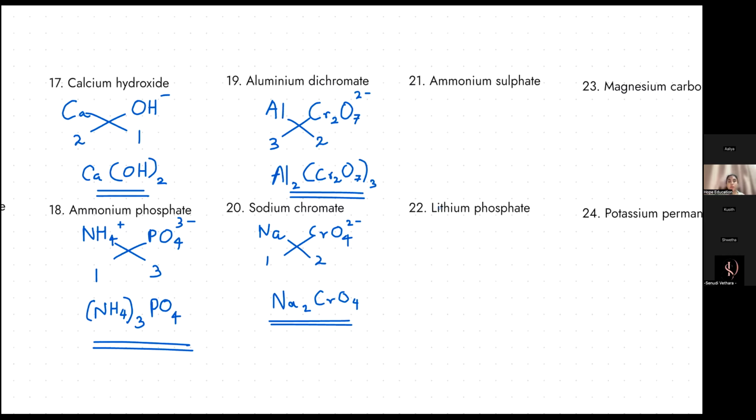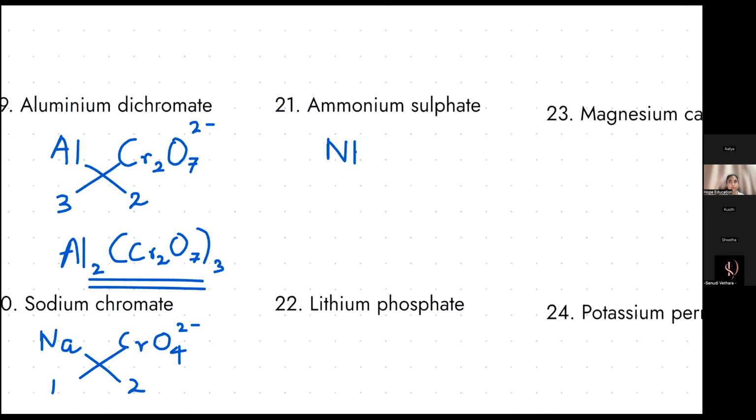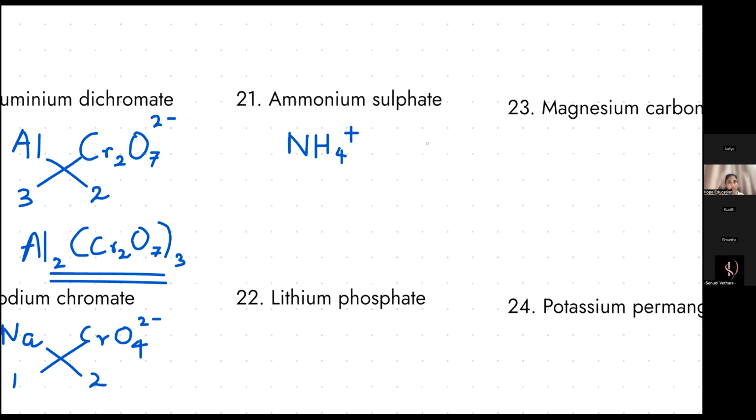Ammonium sulfate. Ammonium, we know already, is NH4 plus. What is sulfate? SO4, 2 minus. Good. Ammonium has valency 1, sulfate has valency 2, cross-multiplying, ammonium gets 2. We put a bracket. Ammonium gets 2, sulfate gets 1, so we don't really need a bracket.